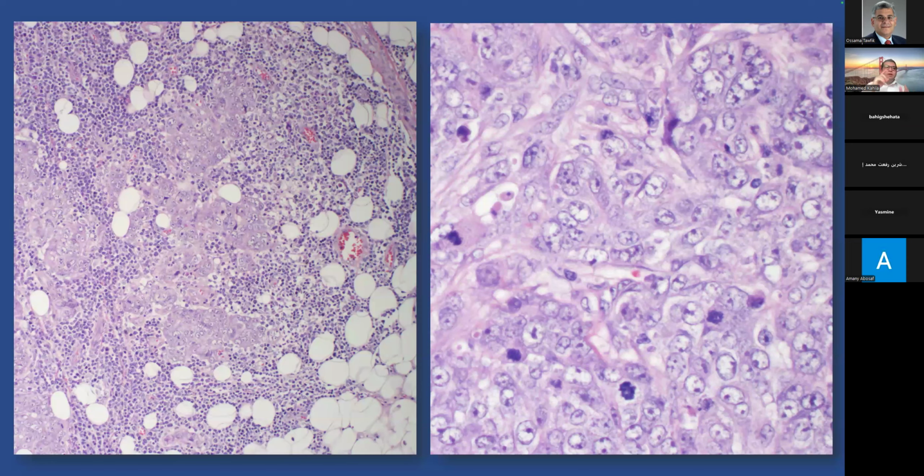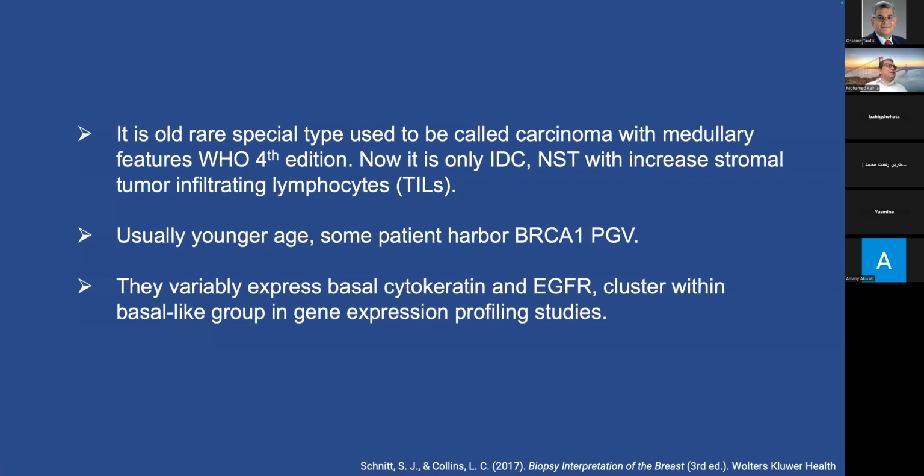So what do you recommend? We call it invasive ductal. We note increased TILs, stromal tumor-infiltrating lymphocytes. This tumor, triple negative, is usually associated with patients with the BRCA1 pathogenic germline variant. Compared to the other triple negative tumors, they have a better outcome because of the high TILs they have. So don't call any tumor medullary anymore, because medullary doesn't exist. As I said, now it's just IDC NOS with increased TILs. And this tumor usually stains with basal cytokeratins, has EGFR amplification, and clusters in the basal-like group.